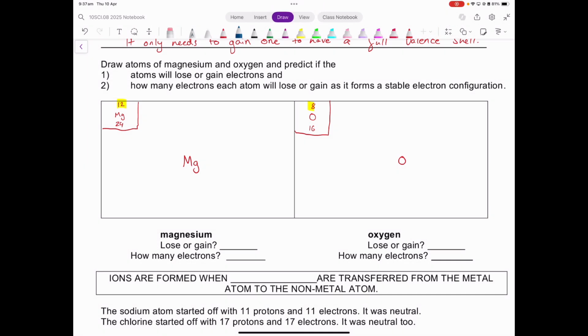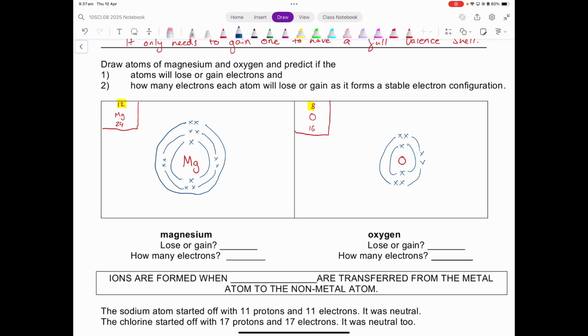So magnesium. We know that the atomic number for magnesium is 12. So how many electrons is magnesium going to have altogether? 12. And so we start by drawing our electrons in our inner shell. We have 2. In the second shell, we have 8. And in the third and final shell, how many electrons do we have? 2. Next, when we talk about oxygen, how many electrons does it have all up? 8. And we have 2 in the inner shell, and we're going to have 6 in the valence shell.